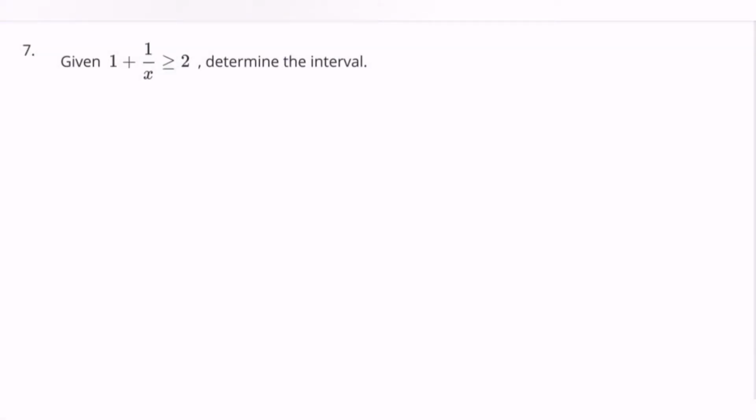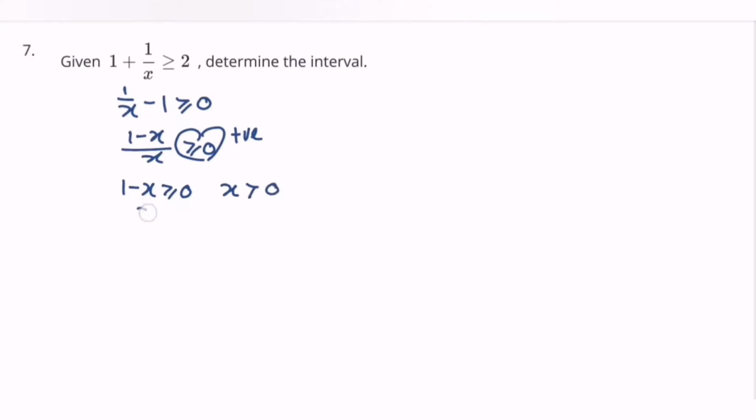Next, by referring to question number 7, what we have to do is to transfer and simplify the situation. In here we have 1 over x minus 1 greater or equal to 0. Equate the denominator, 1 minus x over x greater or equal to 0. So here we have the simplest form, and the sign will be the positive sign. So 1 minus x greater or equal to 0, x greater than 0. So x is less than or equal to 1.